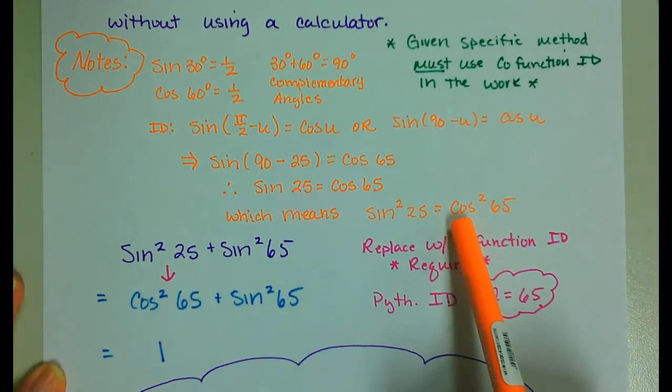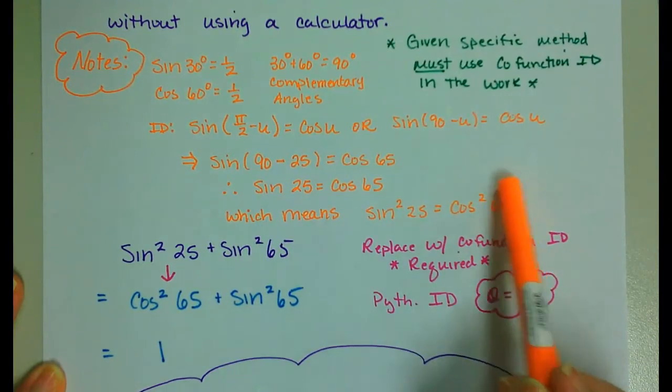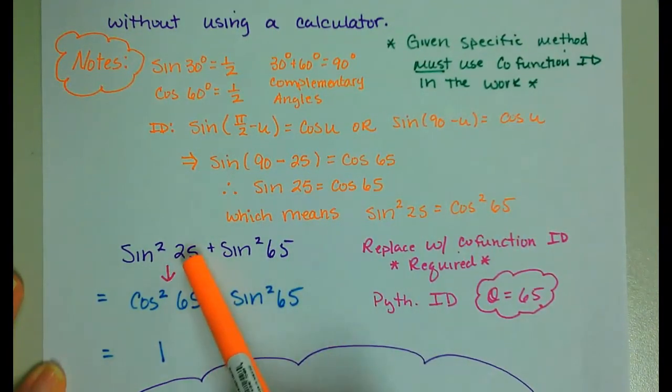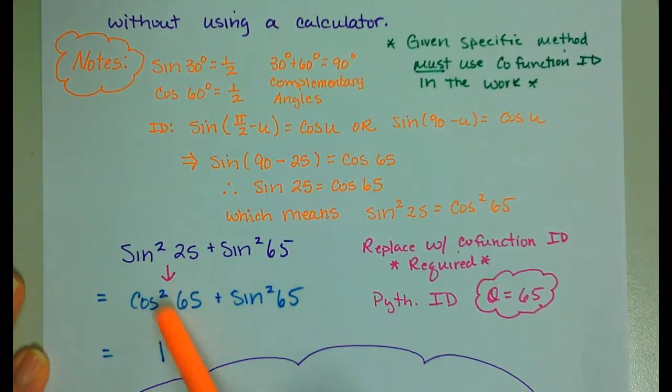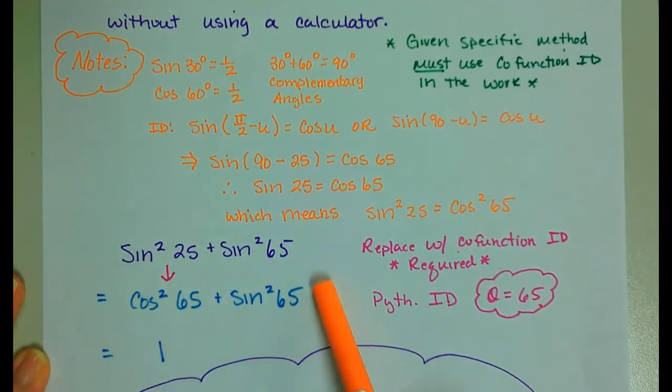And now I'm going to use my identity to make a replacement with this right here. So this is that cofunction process. So sine squared 25 equals cosine squared 65. And I didn't do anything with the sine squared 65. Okay, so if I'm looking at this, cosine squared of an angle plus sine squared of an angle means both of the thetas are 65. And if they're both 65, I have a Pythagorean identity. Remember, it's cosine squared theta plus sine squared theta. Thetas are the same, so I can use my Pythagorean identity at this point and know that this equals 1.